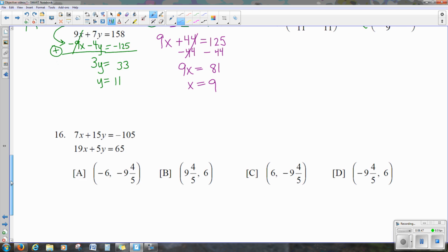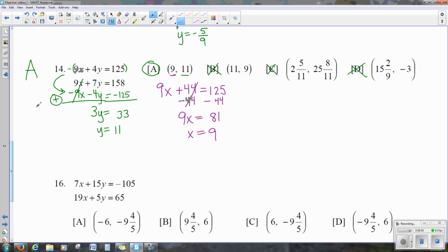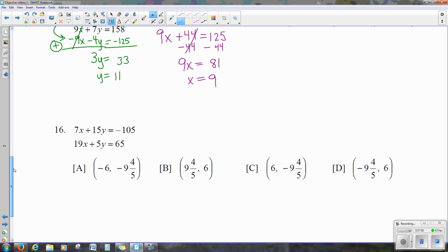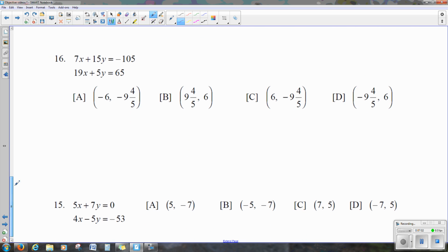All right, let's take a look at another one. In the previous one, they almost matched. They actually did match, and we wanted them to cancel out, so we had to multiply everything by a negative in order to get them to cancel each other. Now with this one, it's a little bit more difficult because we have 7x and 19x. They're not going to cancel each other. 15y and 5y, they're not going to cancel each other either.